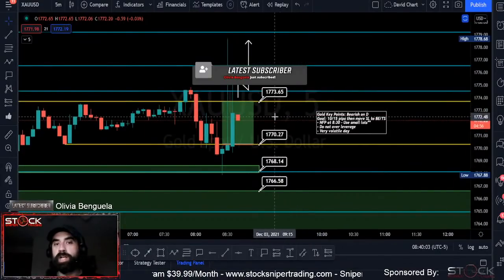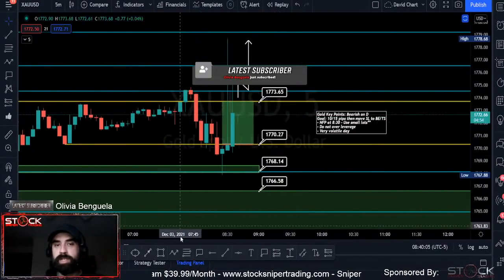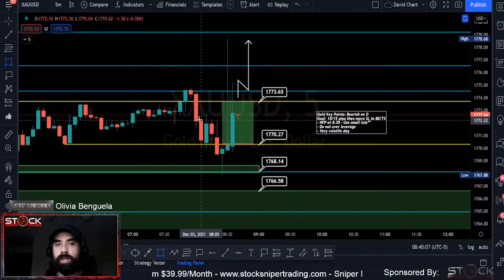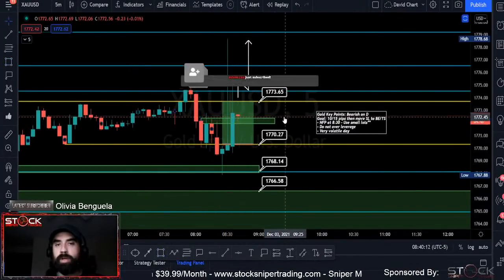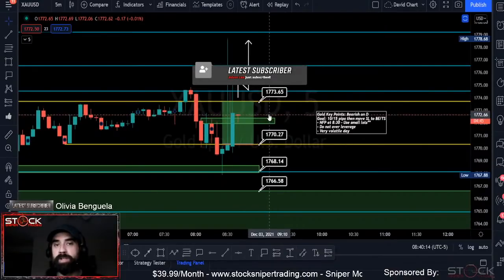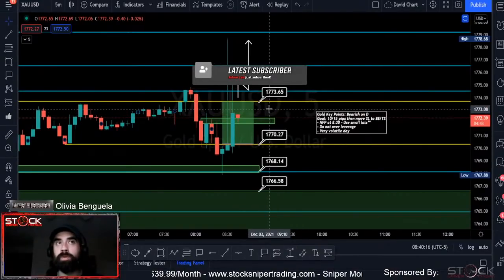Okay, so here's your rejection now. Let's watch and see. You can see its key area. Right here, you can see the overall consolidation that we have. All right, let's see if this is going to turn into a demand zone and we can start to walk back up.